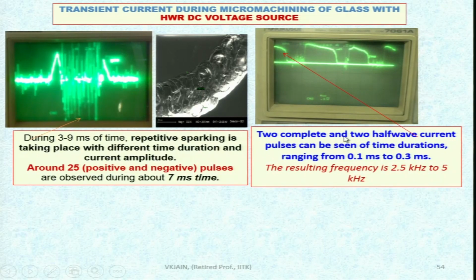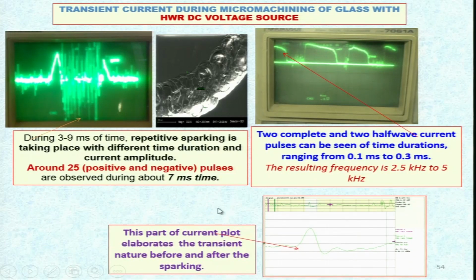and these are 2 complete and 2 half wave current pulses of time durations ranging from 0.1 to 0.3 milliseconds. These are the 1 and 2 complete pulses, and this is the half pulse and this is the half pulse. This is just the picture taken which shows these features. The resulting frequency is 2.5 kilohertz to 5 kilohertz. Now you can see over here this part of the current plot elaborates the transient nature before and after the sparking. You can see here how this current is varying, here the sparking is taking place.